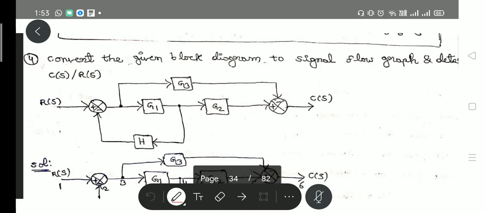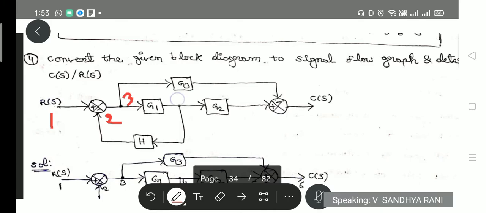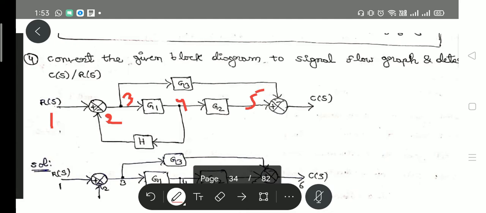From this, first we take the nodes. This is the first node, R of S is the first node. This summing point I am taking as the second node. This branch point I am also taking as one node. This point also I am taking as one node. And this summing point is another node. And finally the output is another node. First you identify the nodes in a block diagram.